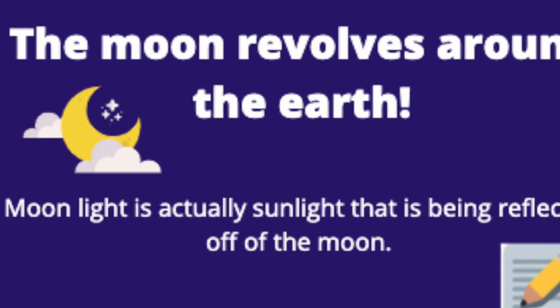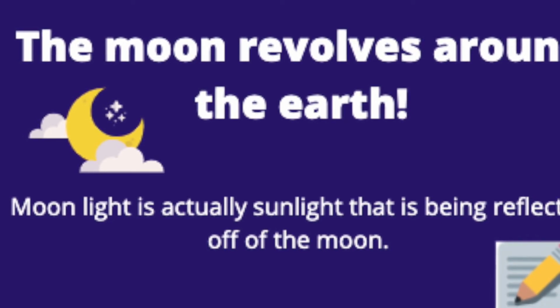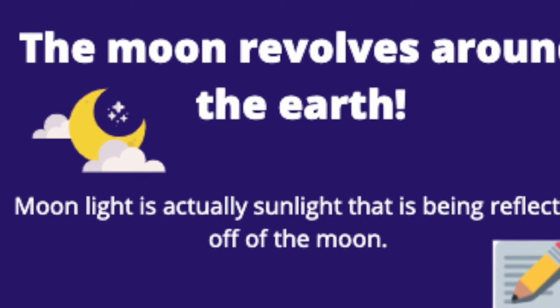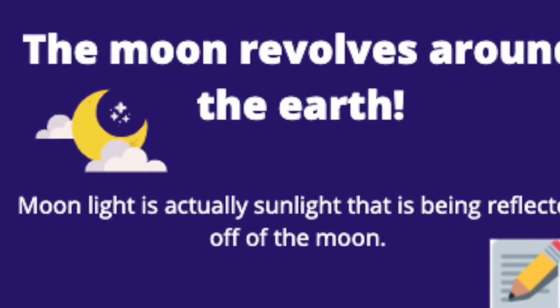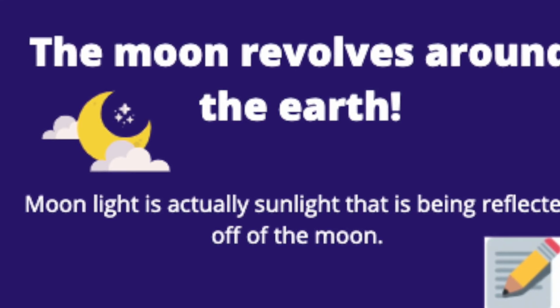The moon actually revolves around the Earth. Does moonlight come from the moon? No. The moon doesn't produce its own light. It reflects light from the sun. This reflected light is what we see from Earth.